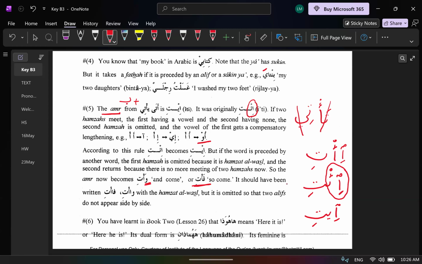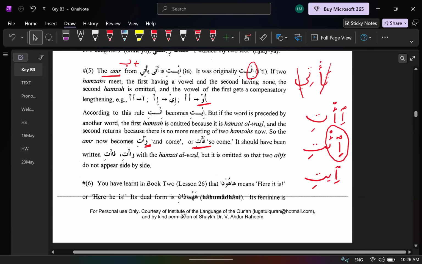It should have been written like this, with the hamzatul wasl in between, right? But because there is no more need for hamzatul wasl, you don't even bring it, and you can still pronounce it fa'ti and wa'ti, right? It is omitted so that two alifs do not appear side by side. Hamzatul wasl is brought to be able to pronounce. If something is before it, you can pronounce it by connecting, so you don't really need it.